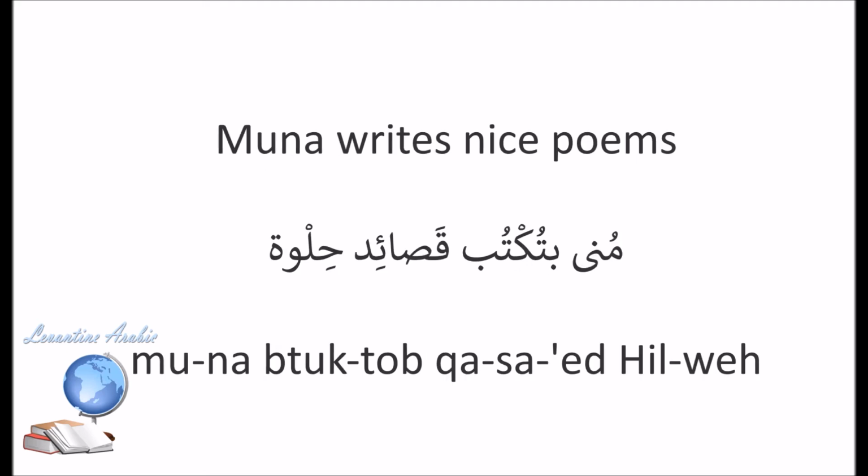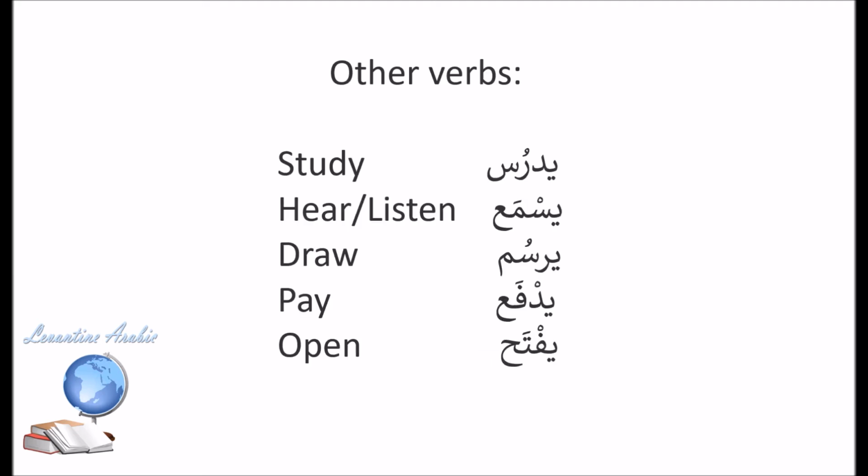Muna writes nice poems. Muna بتكتب قصائد حلوة. Here the verb is conjugated with a ba because it is the first verb used in the sentence. Other verbs that conjugate the same way include يدرس, يسمع, يرسم, يدفع, يفتح.